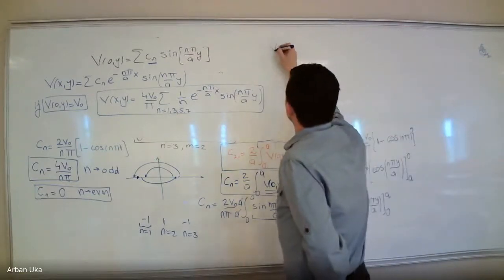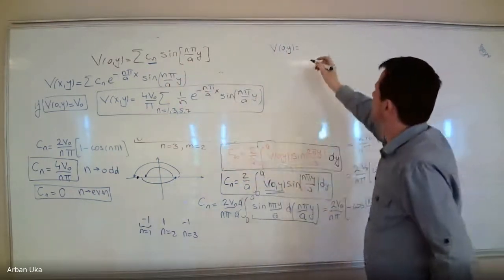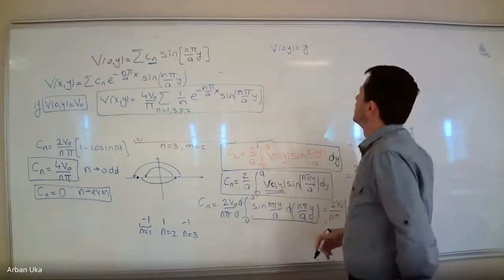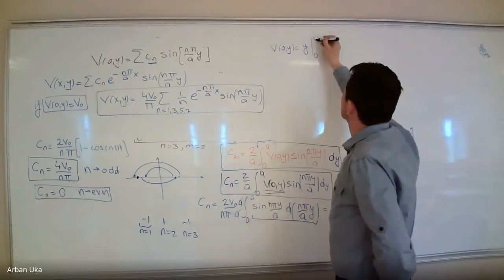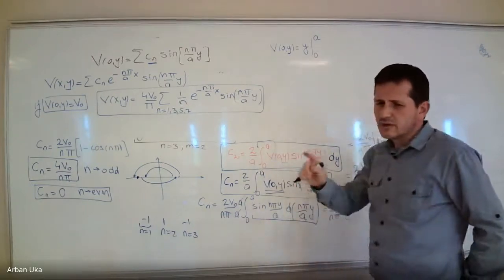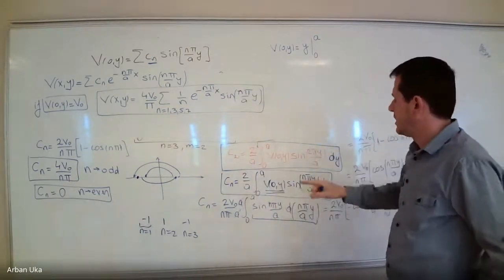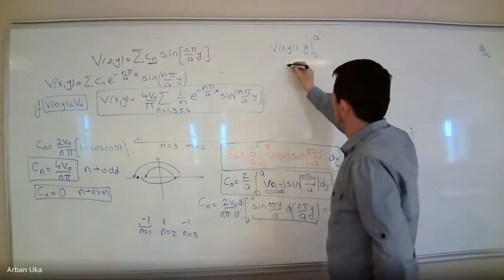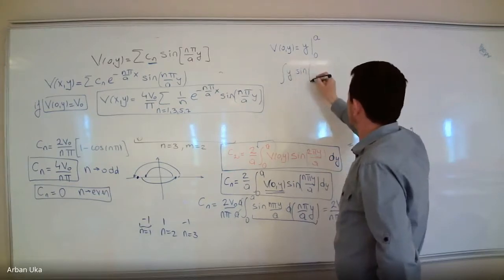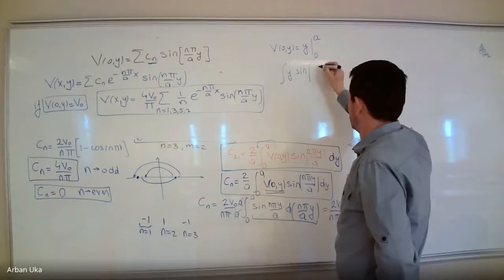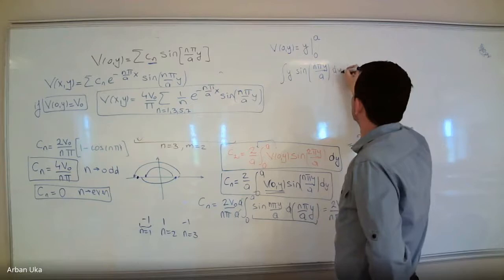Let's assume that the potential at the barrier, where x is equal to 0, is equal to y. So it could be a value that starts from 0 to a. If a is 1 meter, that means the potential is going to change from 0 to 1 volt along the y-axis. And then we would have to take this integral, which would be y sine n pi y over a dy.